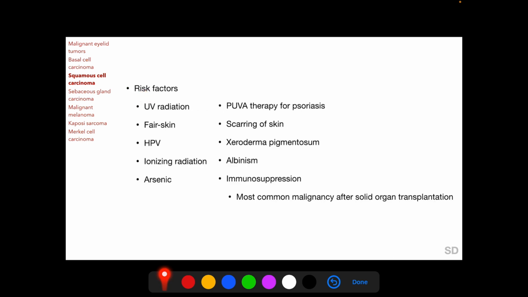Risk factors for squamous cell carcinoma are numerous and include UV radiation, fair skin, human papillomavirus infection, exposure to ionizing radiation, arsenic toxicity, psoralen therapy for psoriasis, scarring of the skin, xeroderma pigmentosum, albinism, and immunosuppression. And squamous cell carcinoma is known to be the most common malignancy after a solid organ transplantation.